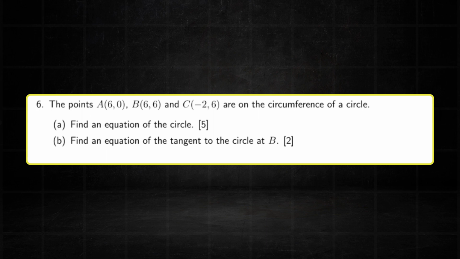Now for those of you who want to challenge yourself, don't just stop at find an equation of the circle, but go on to give the equation of the circle in the expanded form, just for your own practice. Part B, that's the tangent to the circle at B. That's a straightforward question and it comes up quite often.